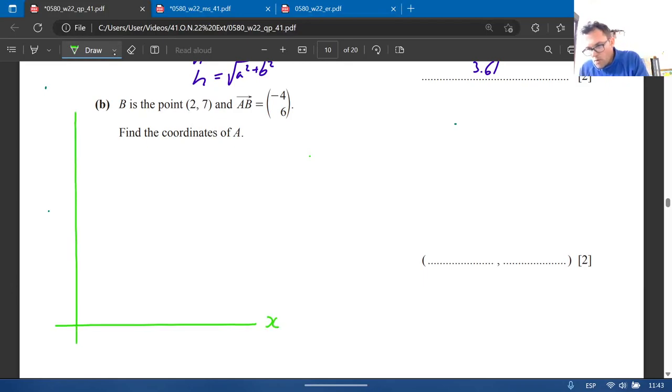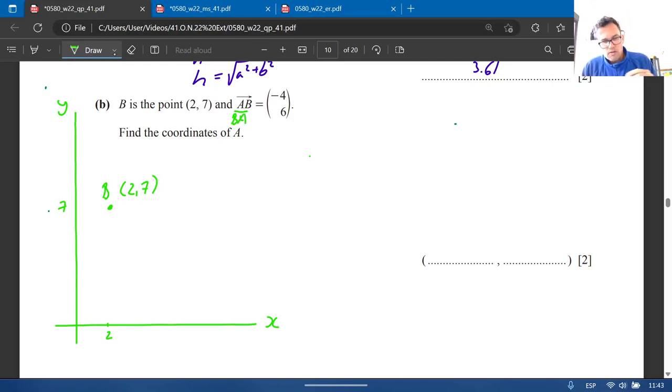Right, and so the point B is (2, 7). So roughly, let's say that's (2, 7), right? On the x, that's 2, on the y, that's 7, that's the point B. Now they say there's a vector starting at A, going to B. This is why this is important: the arrow going from A to B, not from B to A, because that's something else.